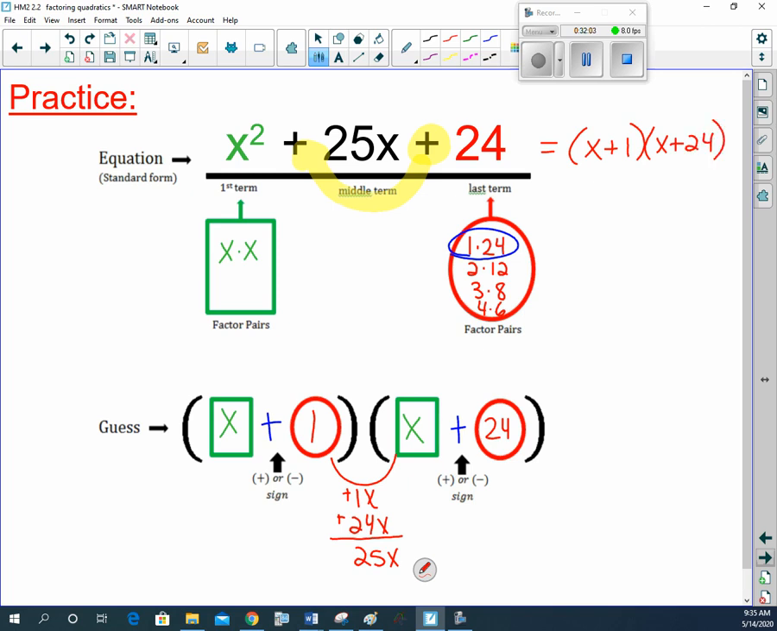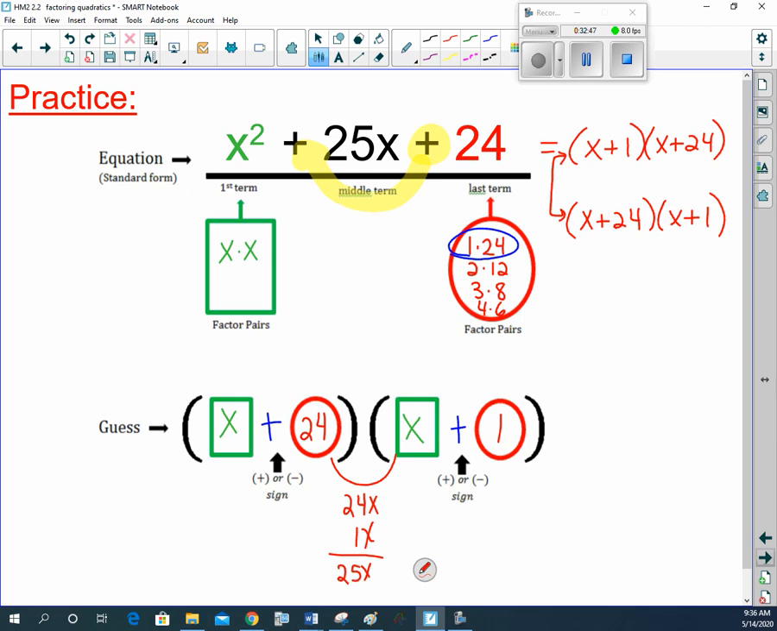Okay, what if on this one somebody had put the 24 where I put the 1, what if you did it in reverse? What if you did this, and you put the 24 here and the 1 here. Do you still end up with the right answer? You do, so you end up with 24x plus 1x, and that's still 25. So the reason I'm saying it doesn't matter which one goes first is because x plus 24 and x plus 1, these are the same answers. They are identical.